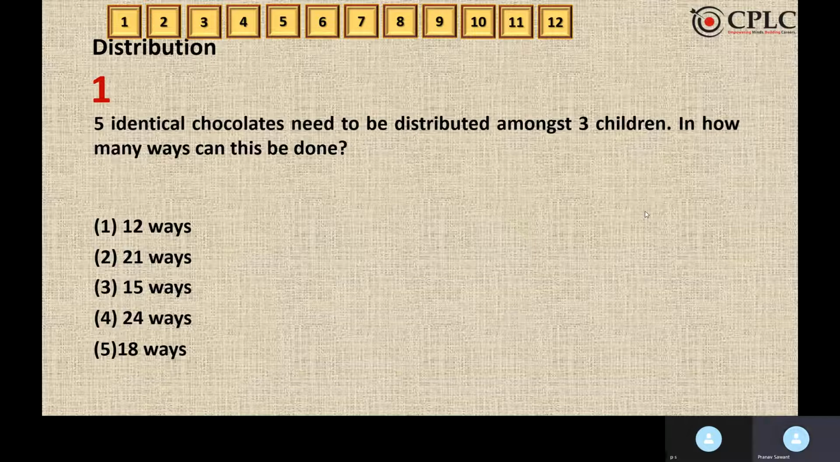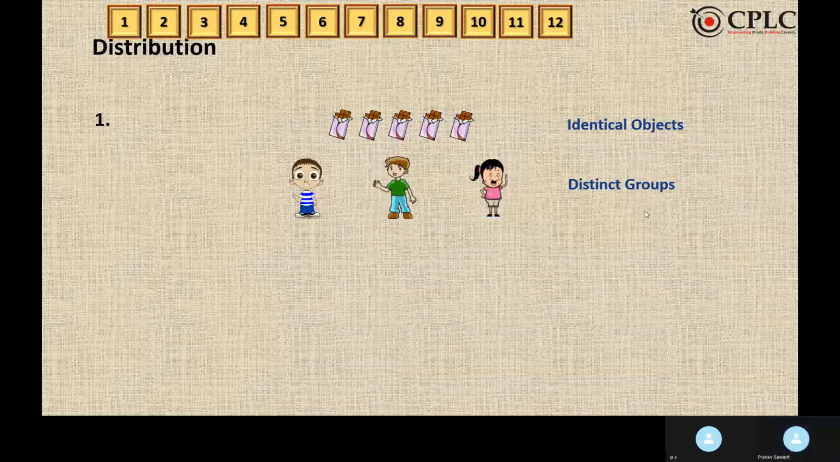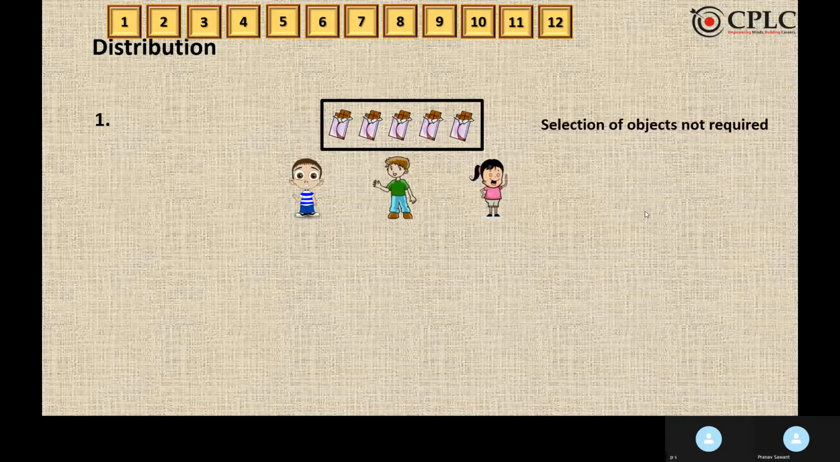So there are five identical chocolates and there are three children. Now we have identical objects but distinct groups. So groups means these three children. Obviously children can't be identical, they have to be different. This means over here we are distributing five identical chocolates to three students who are not similar looking.